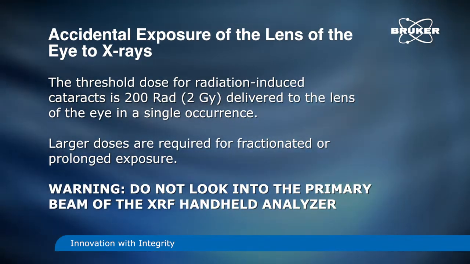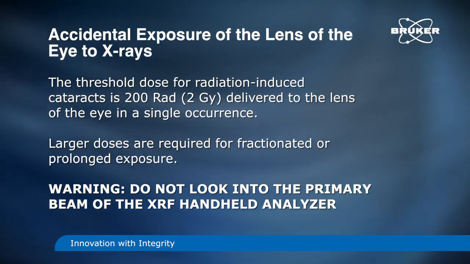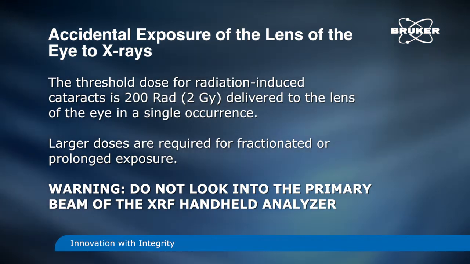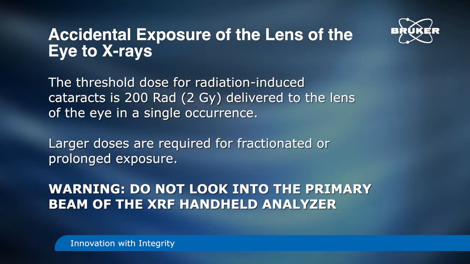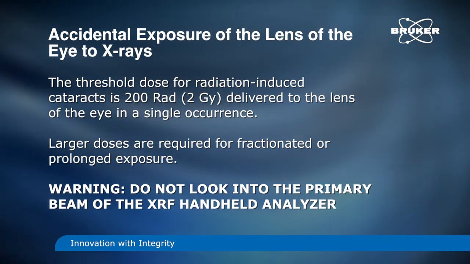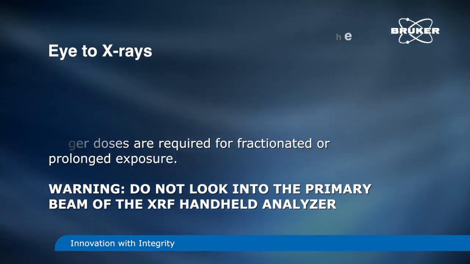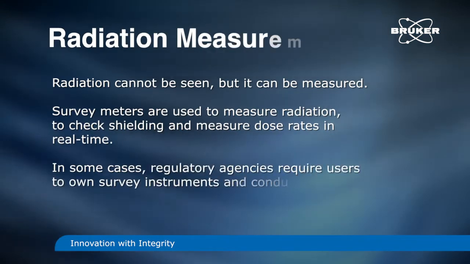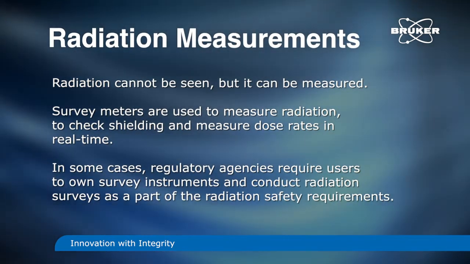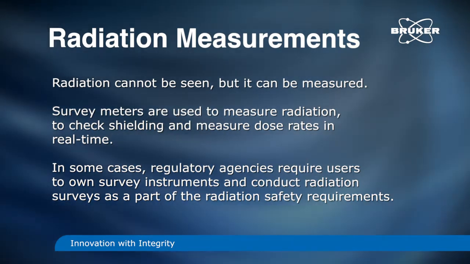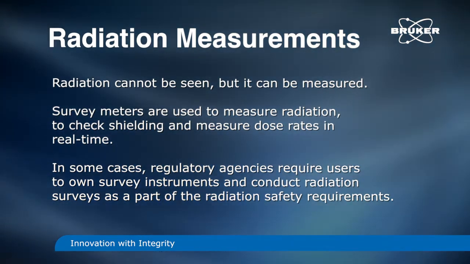Warning: do not look into the primary beam of the XRF handheld analyzer. If the unit is used in accordance with manufacturer's instructions, acute radiation effects will not occur. Radiation cannot be seen, but it can be measured. Survey meters are used to detect radiation, check shielding, and measure dose rate in real time.